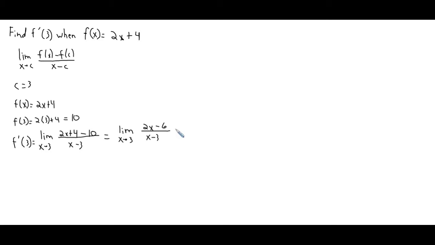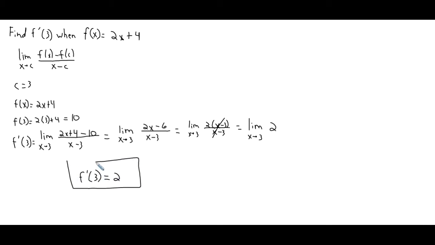This simplifies to 2 times x minus 3 divided by x minus 3. We factor out the x minus 3 and it cancels, and we're left with the limit as x approaches 3 of 2. And now we remember from our limit properties that the limit as x approaches 3 of 2 is just 2. So f prime of 3 equals 2. And we're done. Wasn't that so much easier than the full definition of the derivative?